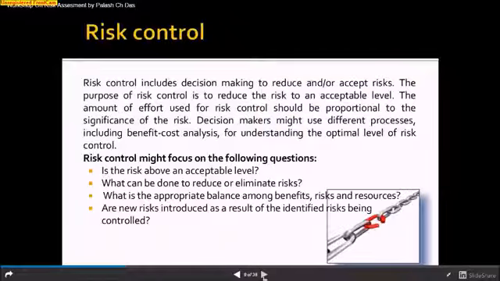What is the appropriate balance among benefits, risks, and resources? Are new risks introduced as a result of identified risks being controlled?